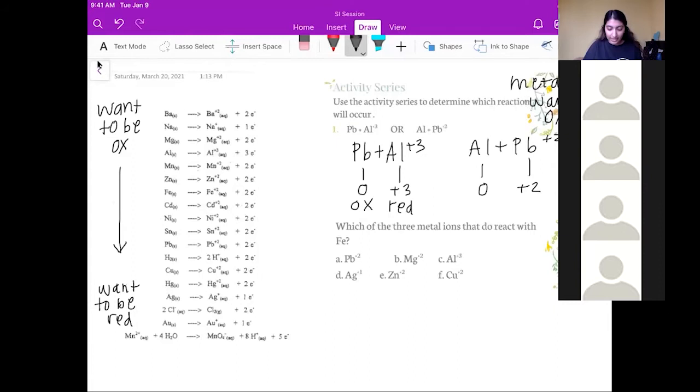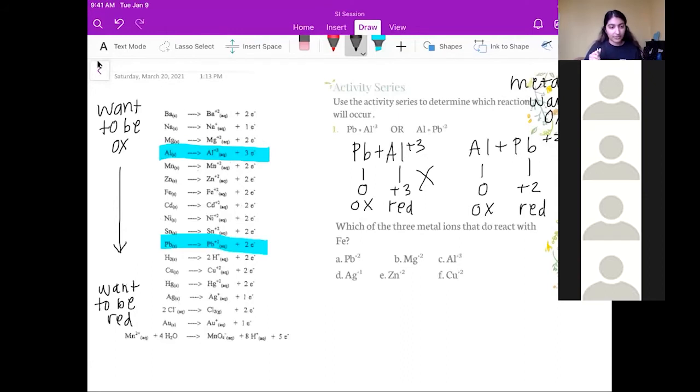In this scenario, Al is the metal with a charge of 0, so this would be getting oxidized, and by default, this is getting reduced. We learned in lecture that whatever element is getting oxidized should be higher on the activity series. If we find both of these elements on the activity series, Pb is right here and Al is right here. The element that wants to be oxidized should be higher than the element that's getting reduced. Since Al is higher, this scenario would actually have a reaction occur, and this one would not. Does that make sense?